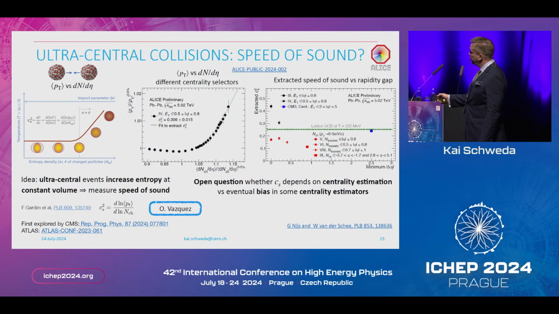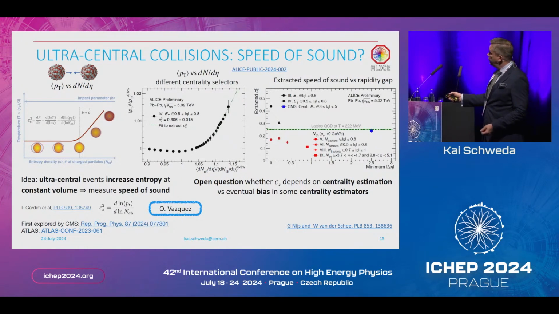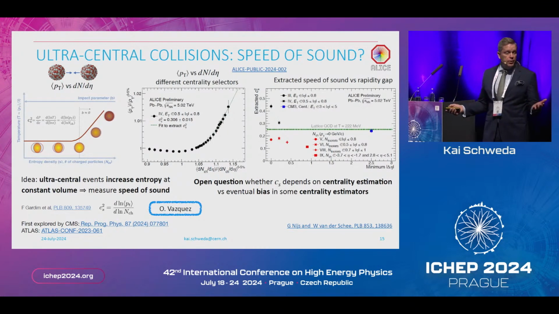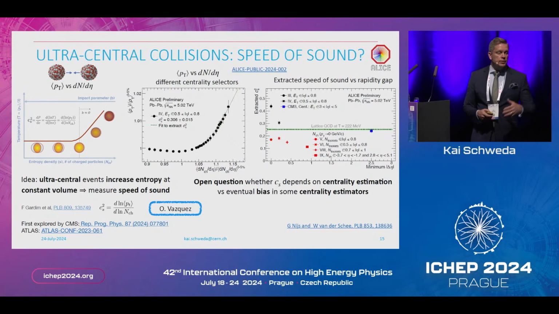So that's the assumption. And the entropy you get by counting the number of charged particles. The more charged particles you have, the larger the entropy is. Or you can take the transverse energy, and this causes the bias. So these are two experimentally well-known quantities. You can extract the mean transverse momentum in the collision, and you can count the number of charged particles. And from the slope, you get the speed of sound, or the square of the speed of sound.